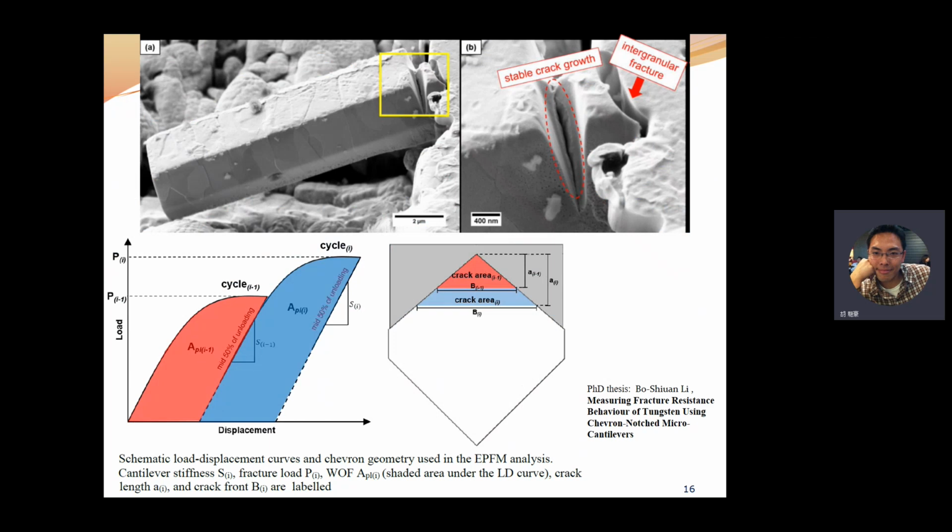In this case, the figure shows we have a cantilever beam and we have a crack on the surface, and we apply a load.